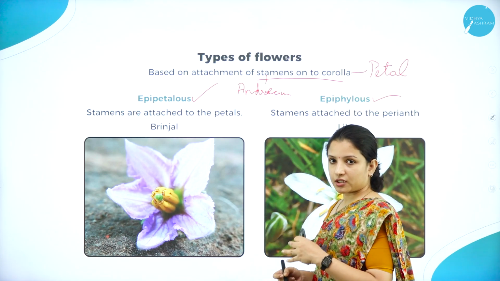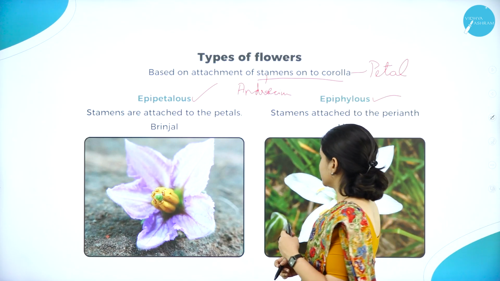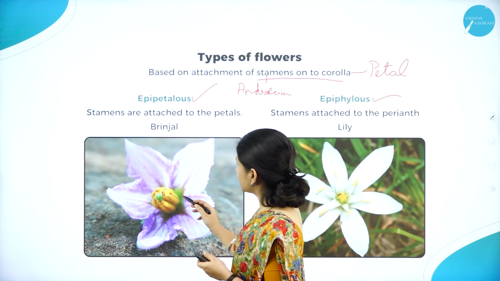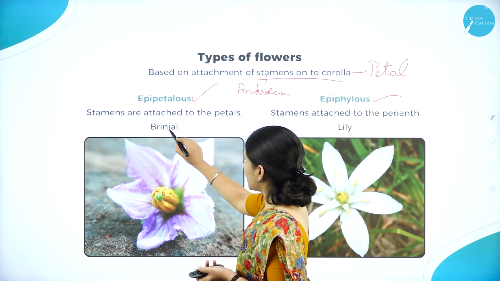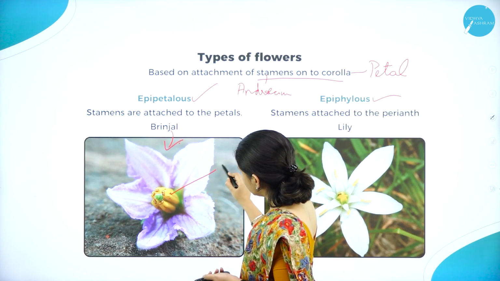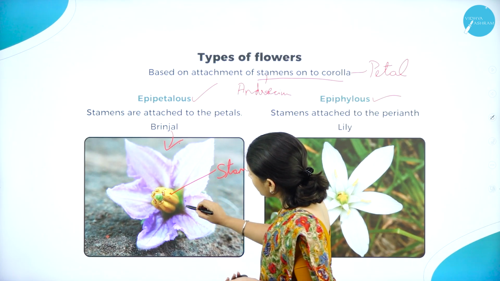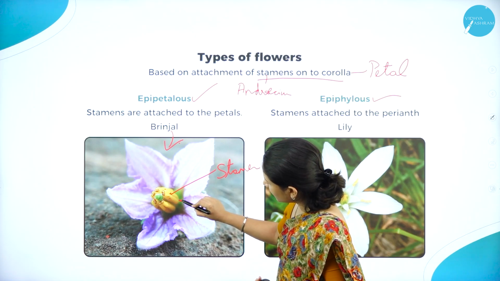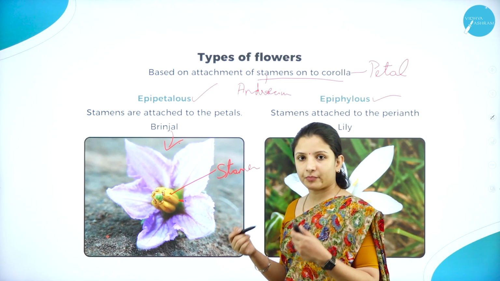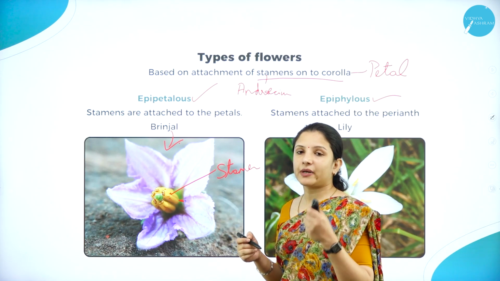So what is an epipetalous flower? In epipetalous flowers, the stamens will be attached to the petals. If they are attached to the petals, it is called an epipetalous flower. The best example is brinjal. I've taken the example of a brinjal flower. As you can see here, these are the stamens, and the filament of the stamen will be attached to the corolla. Therefore they will be attached to the petal. Those stamens which are attached to the petal are called epipetalous.